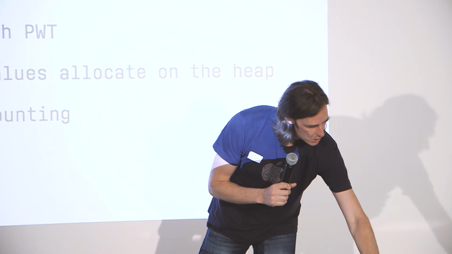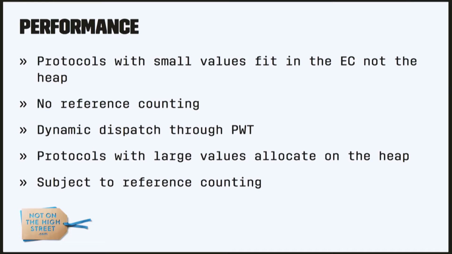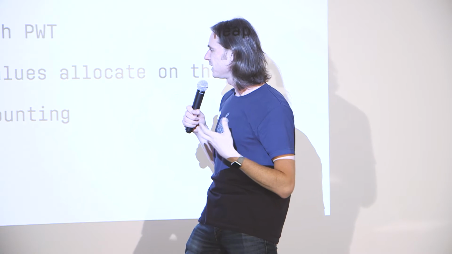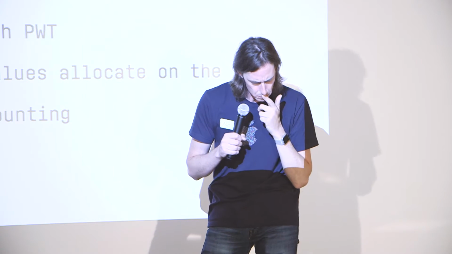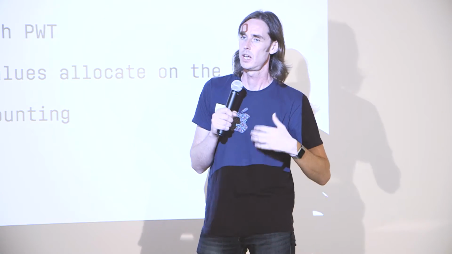I've lost my place again. When you look at performance around this sort of stuff, protocols with small values can fit in the existential container and not in the heap, so they can be quite quick. Obviously, avoiding reference counting is ideal, and dynamic dispatch ends up going through the protocol witness. Protocols with large values are obviously allocated on the heap, and anything that goes on the heap is subject to reference counting. That's a lot of stuff around the convenience.